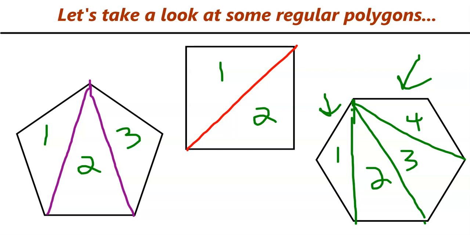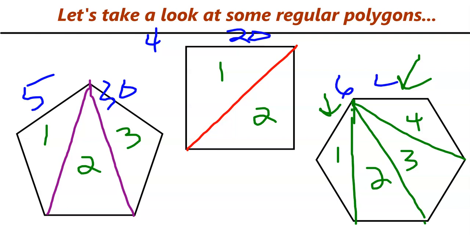And this goes on and on, and the number of triangles that can be created is actually 2 less than the number of sides. 4 sides, 2 triangles. 5 sides, 3 triangles. 6 sides, 4 triangles. And each of those triangles has angles that add up to 180 degrees. So for any regular polygon, or any other polygon for that matter, we can split that shape into 2 fewer triangles than the number of sides, and each of those triangles has 180 degrees.